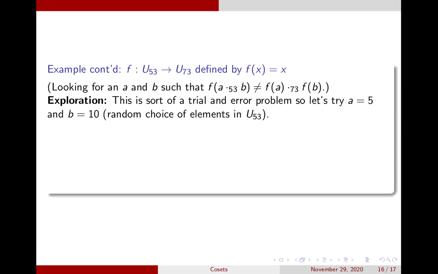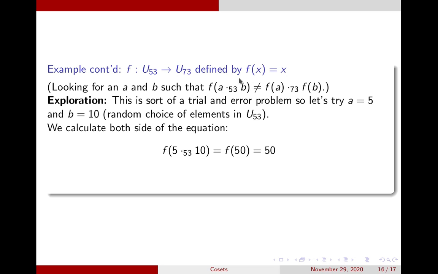If the inequality doesn't hold, if it turns out that both sides of this equation are equal, for a equals 5 and b equals 10, then maybe we'll be able to decide why that happened, and from there find a choice of a and b that works. So let's calculate both sides of the equation. f of 5 times sub 53 10. So 5 times sub 53 10 is 5 times 10 mod 53. 5 times 10 is 50. 50 mod 53 is 50. So we are calculating f of 50 here. And since f of x is x for every x, f of 50 is 50. So the left-hand side of this equation with a equals 5 and b equals 10 is 50.